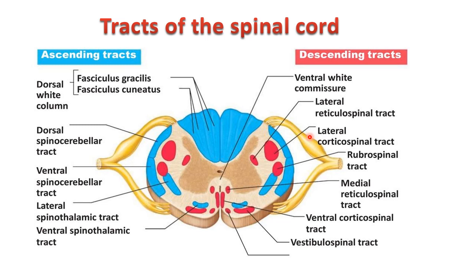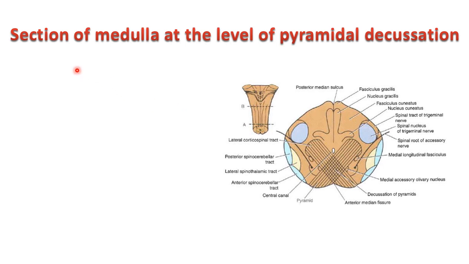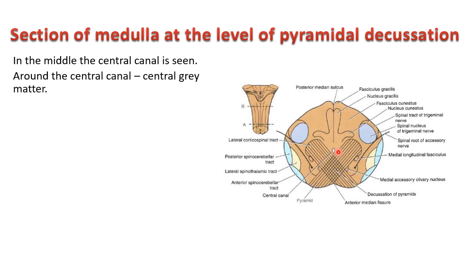So with this brief explanation about the tracts, we will move on to the section of the spinal cord. Mainly you are able to see a section of the medulla at the level of pyramidal decussation. If you take a section, it resembles your spinal cord more in outline and shape. In the middle you see the central canal, and the gray matter around it is called the central gray matter, as we have seen in the spinal cord.